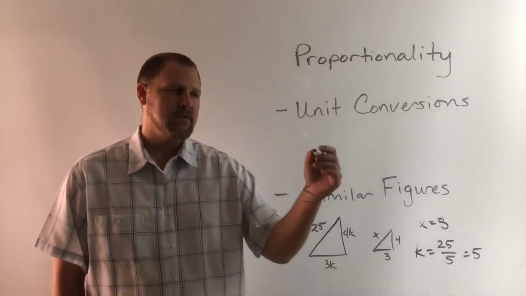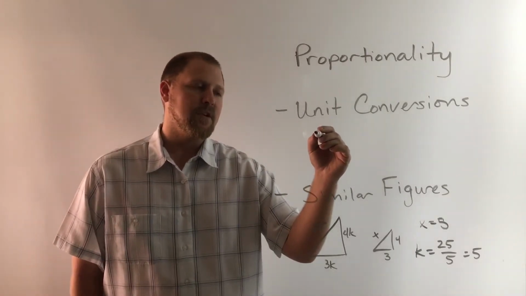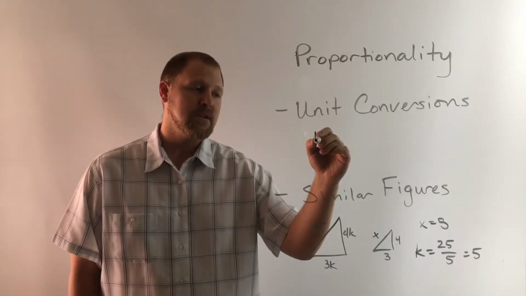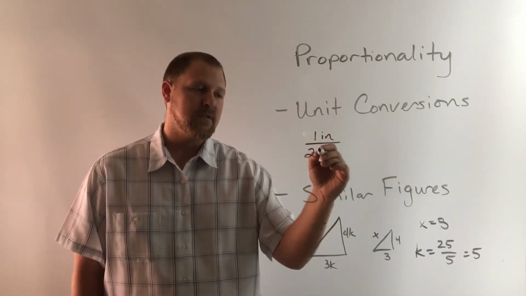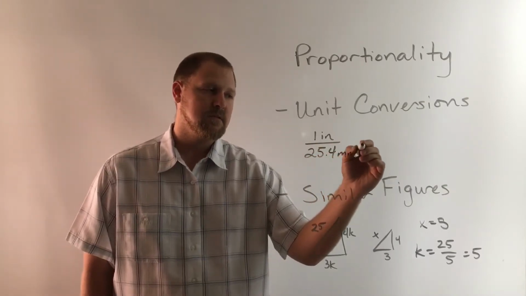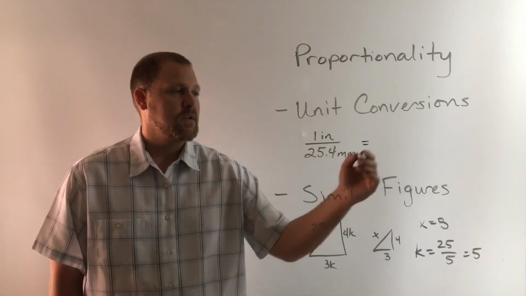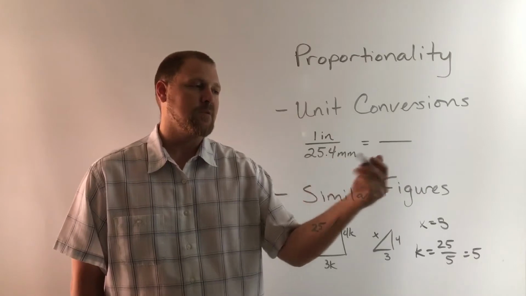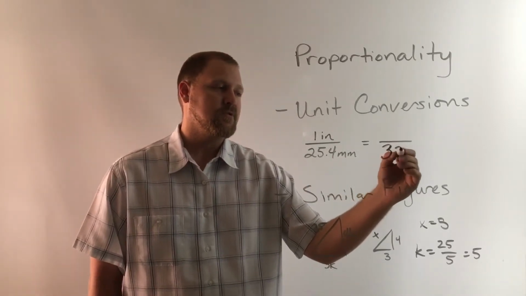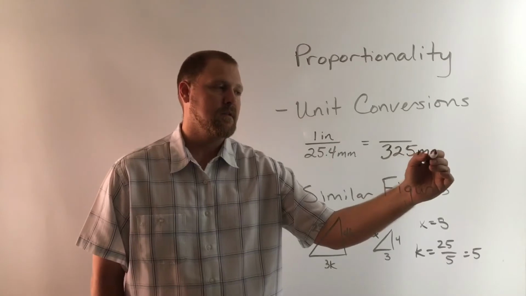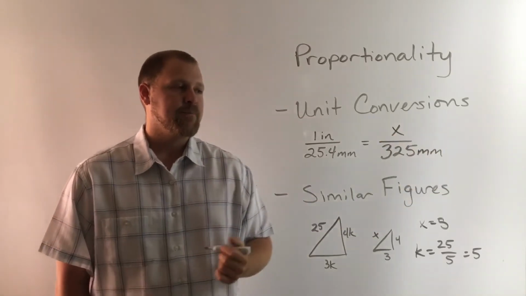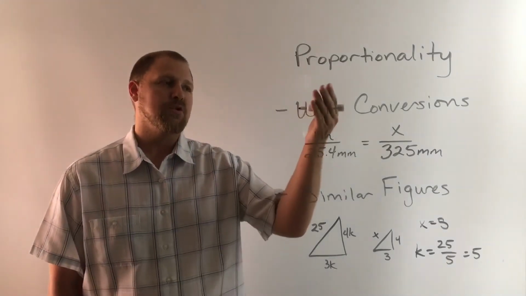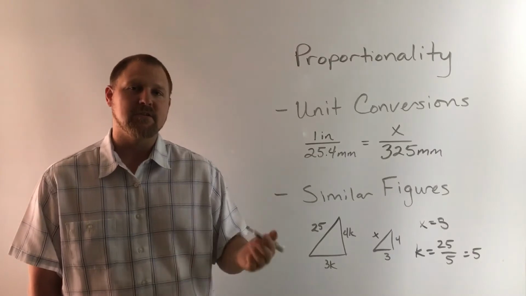Unit conversions, pretty simple here. If we want to convert inches to millimeters, 1 inch is the same as 25.4 millimeters. And so in the changing tires problem, we talked about the millimeters of the width. So let's say that's a 325 millimeter width. What is the conversion of that into inches, so we can then calculate the height into inches? So proportionality has been addressed in several of the other videos and other assignments.